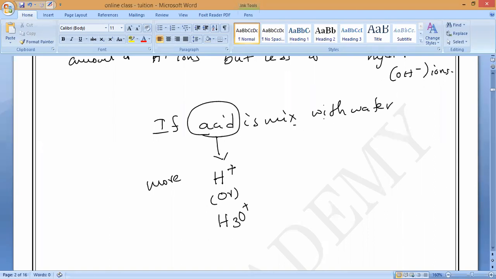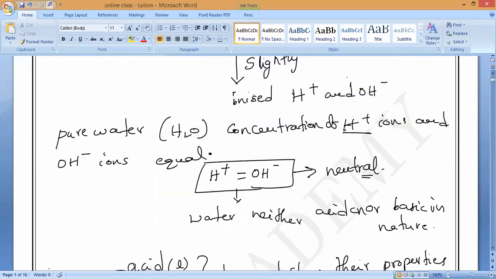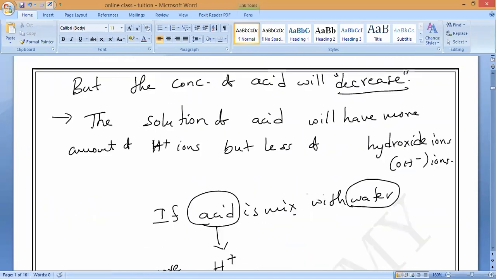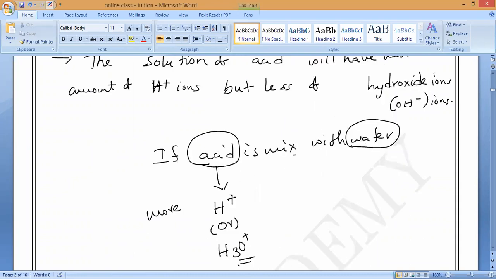Now, it is mixing with the water. As we know, the first point we have studied in today's class: water will form both the ions. The concentration of H plus ions as well as OH minus ions is equal. So when an acid is mixed with the water, the acid will produce H plus ions or hydronium ions, but the water will also slightly dissociate into H plus ions as well as OH minus ions.